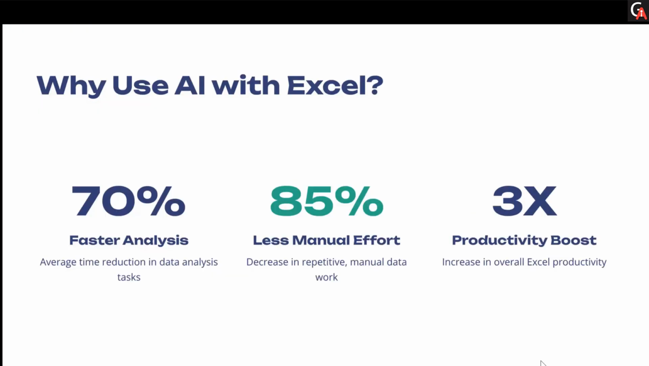Now the question comes, why use AI with Excel? Traditionally, Excel analysis required a lot of manual work, writing formulas, creating pivot tables, and performing repetitive tasks. With the AI integrated into Excel, analysis becomes 70% faster, manual effort is reduced by 85%, and overall productivity increases by 3 times. This means less time cleaning data and more time making decisions.